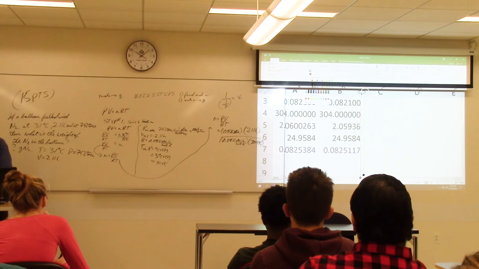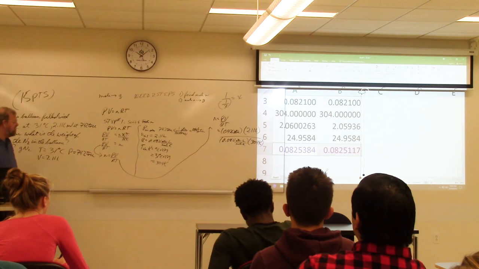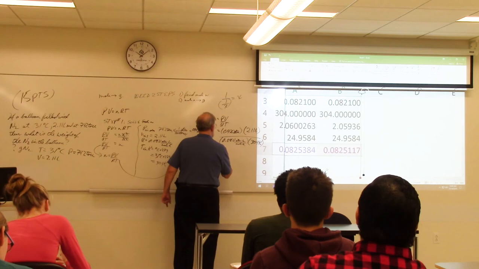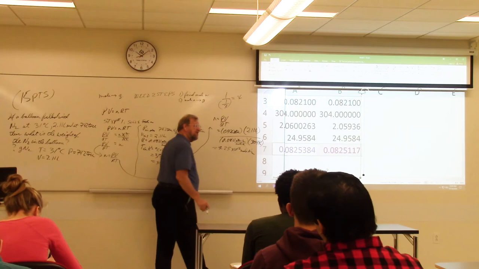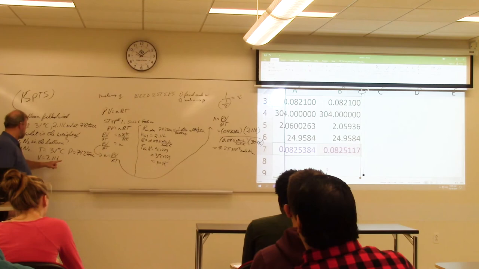Purple a long time. Now, am I done? No, because the number I have here is 8, I'll write it in scientific notation, the 3 significant figures times 10 to the minus 2 moles of nitrogen. Is that what I'm trying to find? And the answer is no. As we come back here, I'm trying to find grams of nitrogen. Now I have to do step 2.